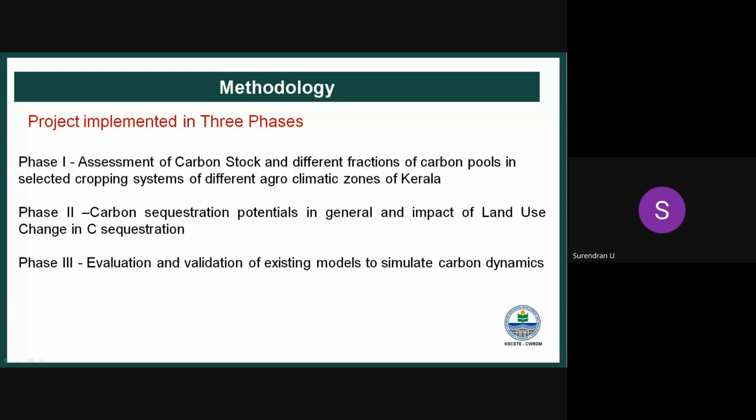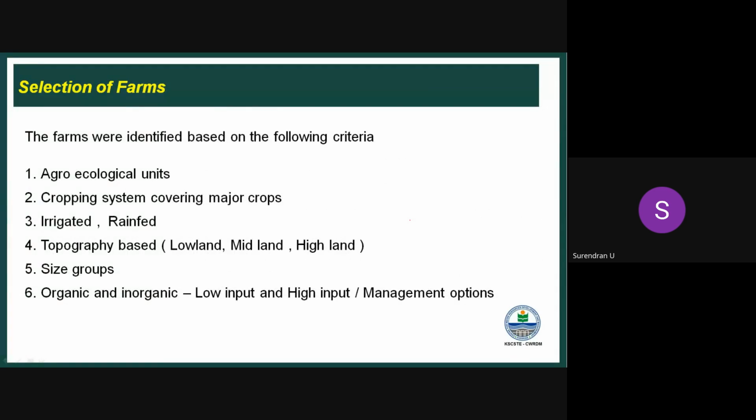Three objectives were there: mainly to understand the carbon stock and different fractions of carbon pools, the potential of each zone based on land use, as well as the carbon dynamics or GHG emissions, how they are changing. Here we identified 5 districts in Kerala and did the analysis based on these criteria.